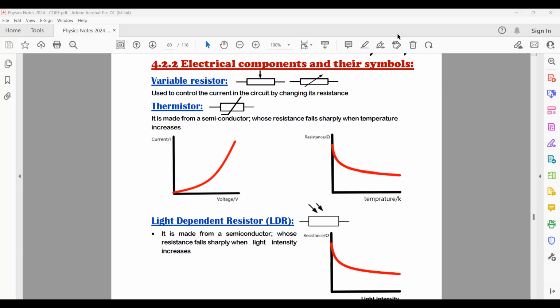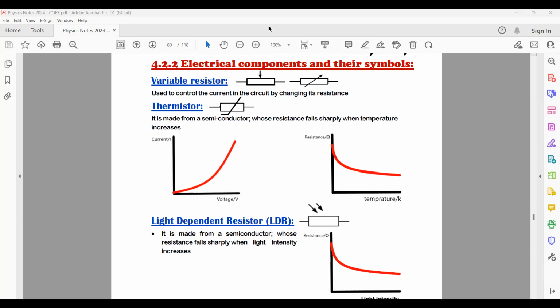So what is the main purpose of the variable resistor? We write: used to control the current in the circuit by changing its resistance. If he asks me how the variable resistor works, or what's the purpose of the variable resistor, the answer is the same. What we need to know about a variable resistor is that it's a resistor, but I can change the current by changing the resistance of this resistor.